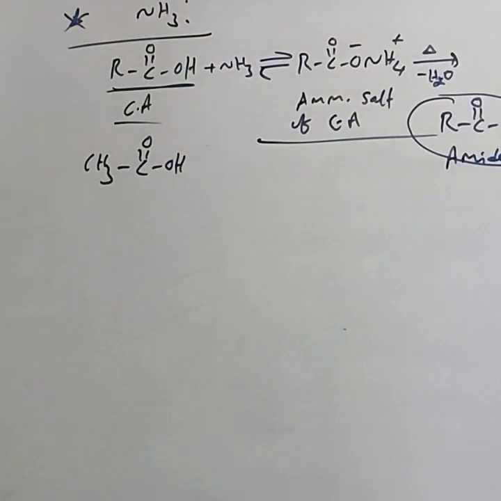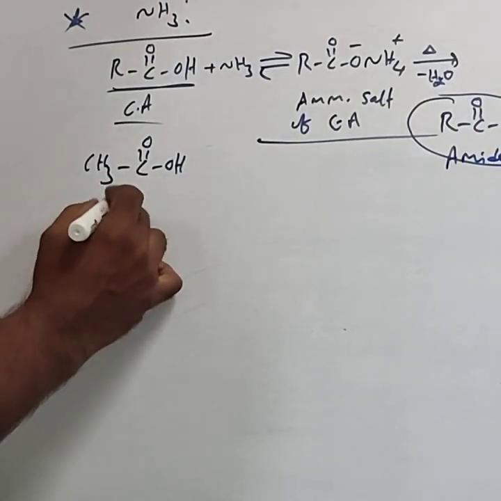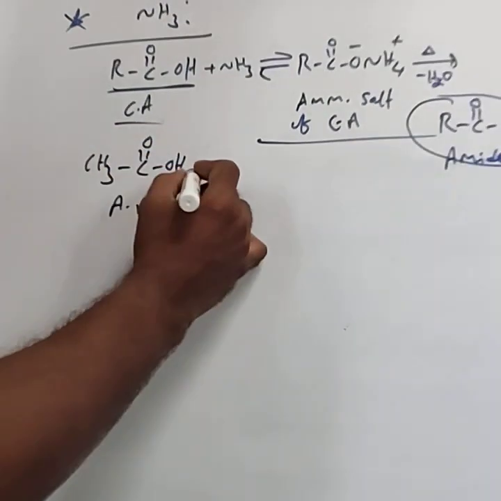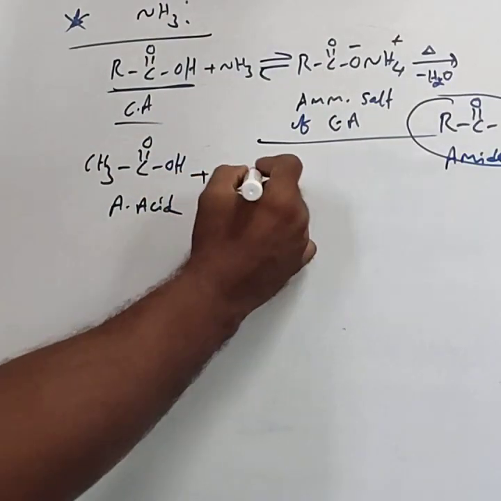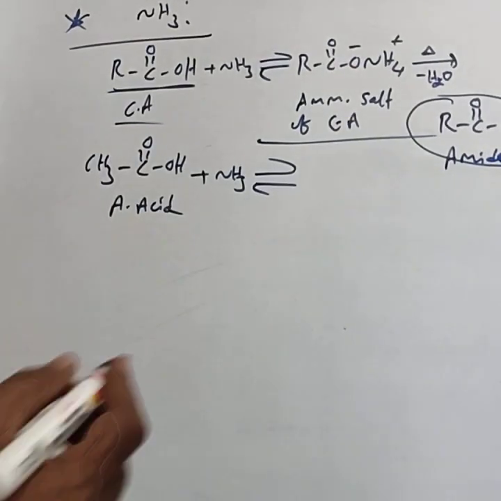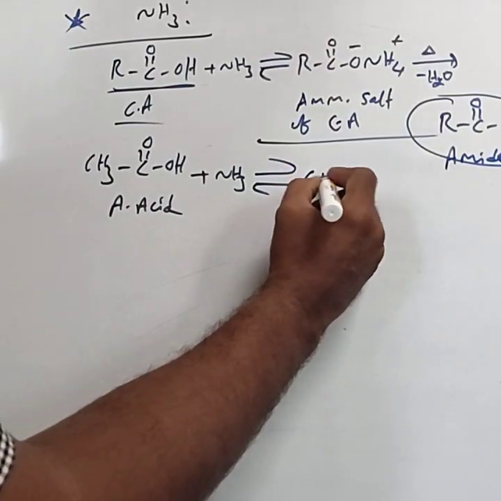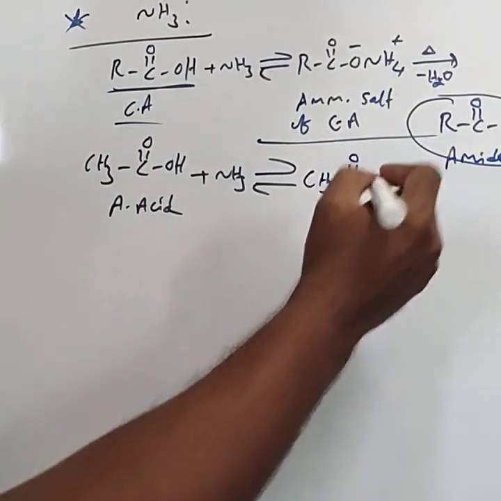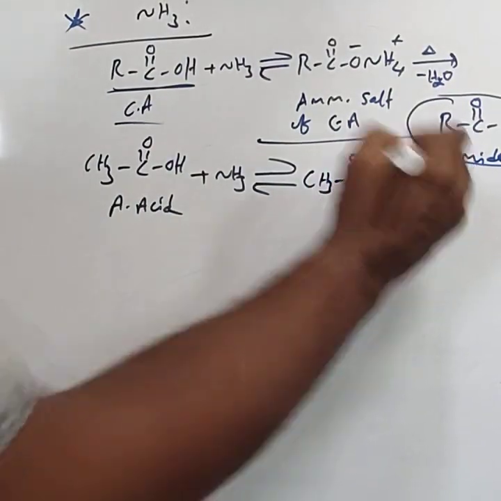CH3COOH means acetic acid. The name of this carboxylic acid is acetic acid. Acetic acid reacts with ammonia. Can you write the intermediate formula? The intermediate formula is CH3COONH4, that is COO minus NH4 plus.